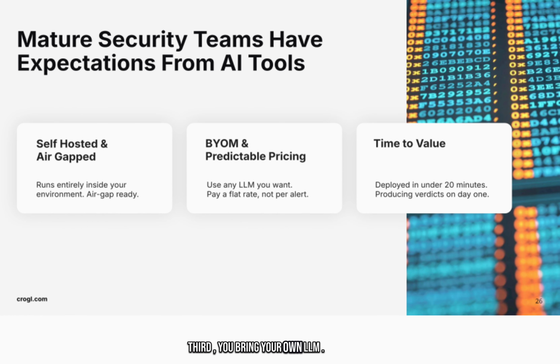Third, you bring your own LLM. Connect Crogl to a public frontier model like Claude or OpenAI, and you control your own token spend directly with that provider. Or run a model on bare metal in your own infrastructure and leave the token question behind entirely. Either way, Crogl is a flat license. The AI costs are yours to control.